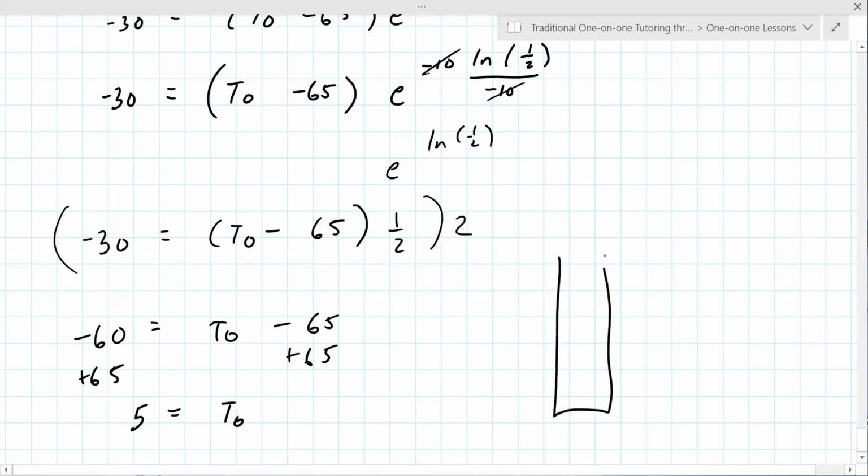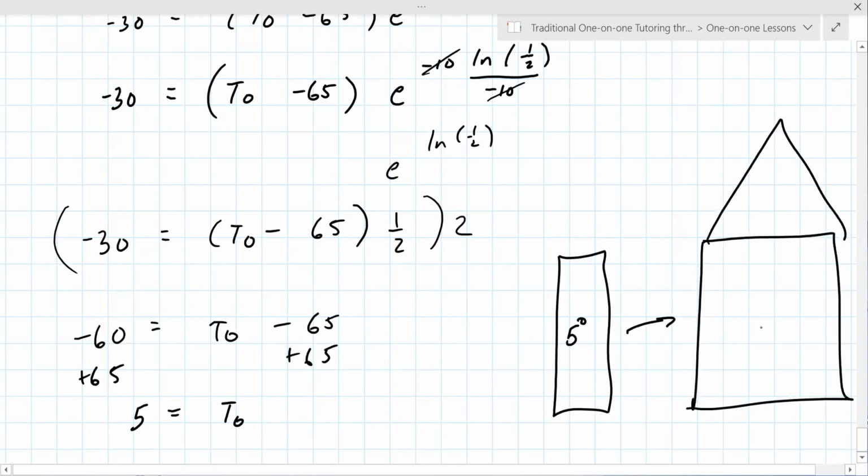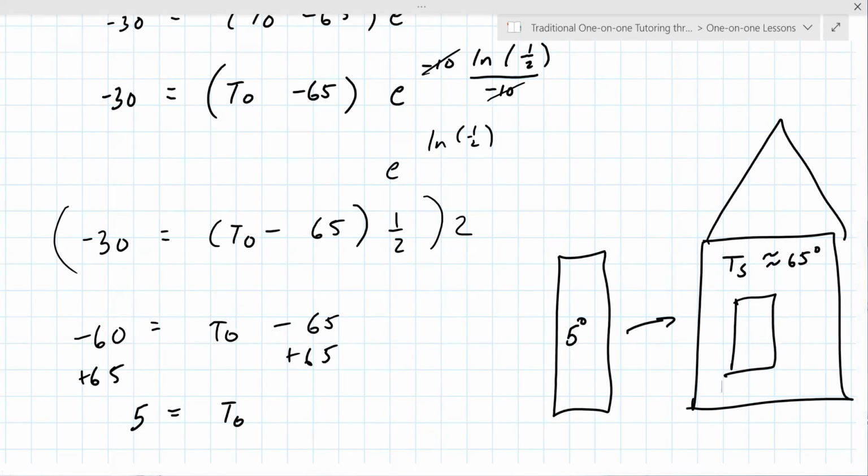So there's the initial temperature. It was 5 degrees, and then you went into a room, a house or something, and the temperature in the house was 65 degrees. So eventually this thing warms up to that temperature when it's inside the home.